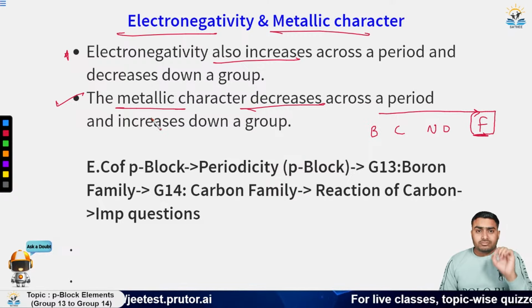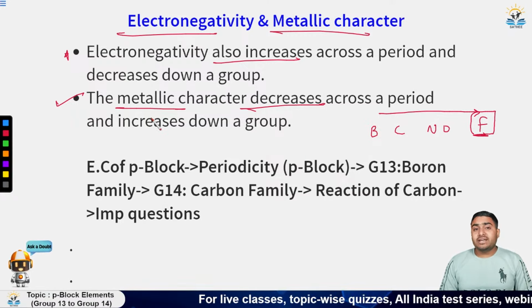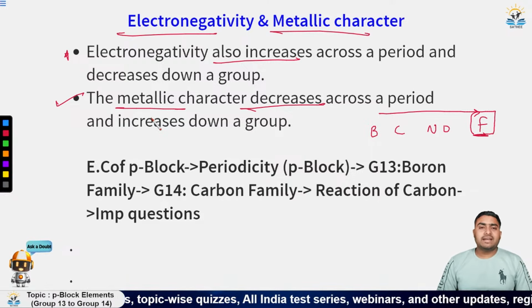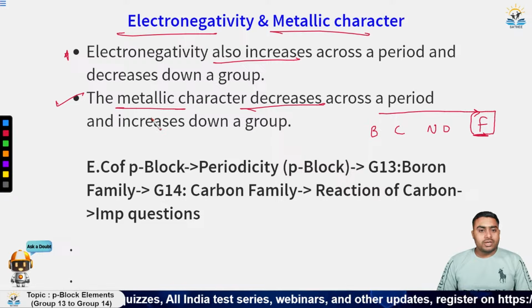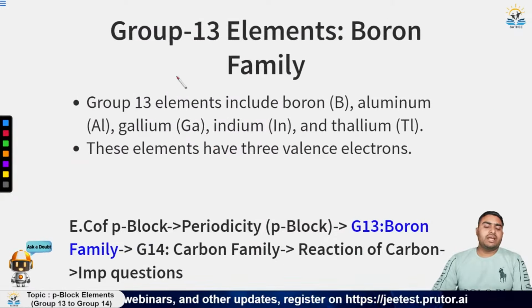Now the interesting part is here: metallic character top to bottom will increase. Left to right across a period, metallic character decreases, and top to bottom down a group, metallic character increases. Let's move to the next group, group 13.